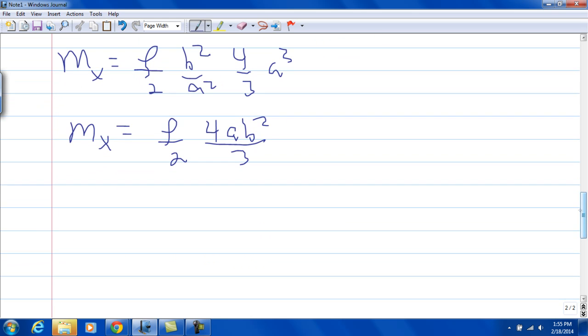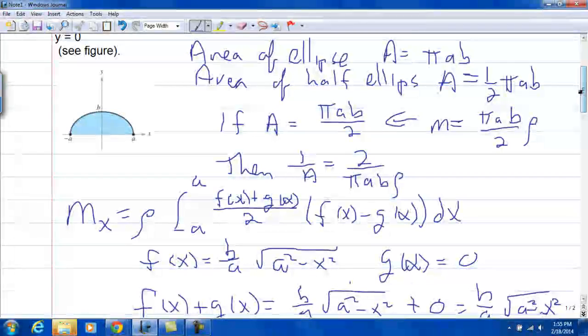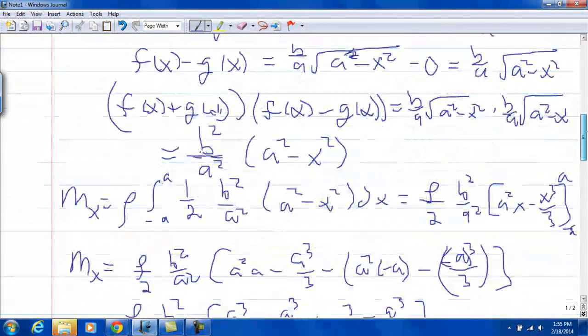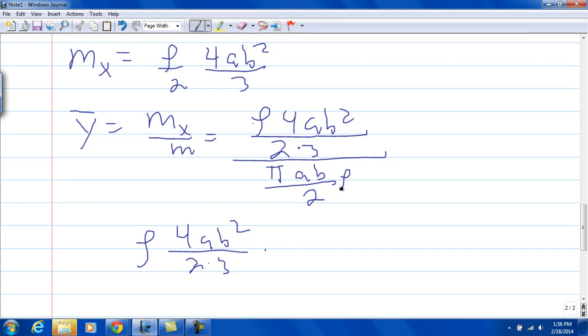Now, to get our y bar, that's going to be Mx over m. So that's going to be rho 4ab squared over 3 over, and what do we say that the m was going to be earlier? Pi ab over 2 rho. I feel like I'm missing a 2. I'm missing that 2 right there. So we have rho 4ab squared over 2 times 3 times, I forgot the rho for this part, 2 over pi ab rho.